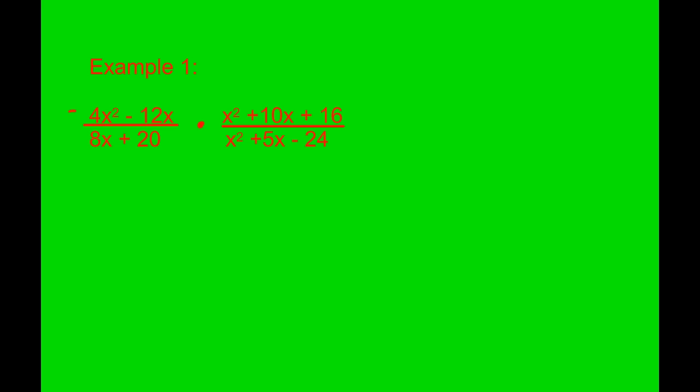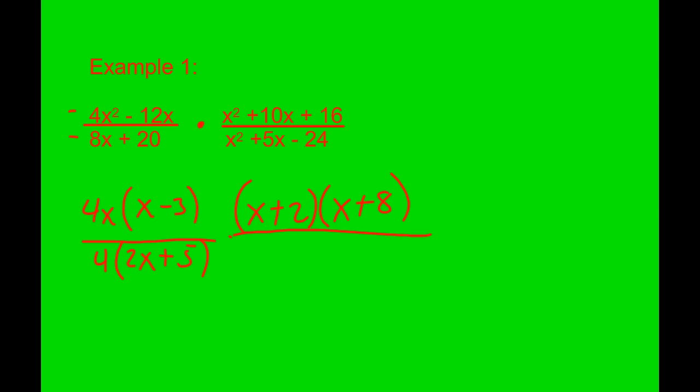So we start with each section. Up on top here, 4x squared minus 12x. I can divide 4x out of both of those, and that gives x minus 3. On the bottom, I have 8x plus 20. 4 goes into both 8x, 8 and 20, so I divide out 4, and I get 2x plus 5. In the second fraction, we have x plus 2 times x plus 8 over x plus 8 times x minus 3. So these are our factors.